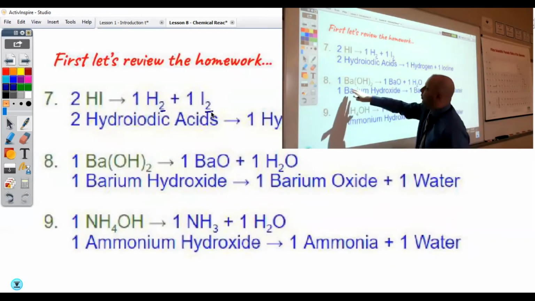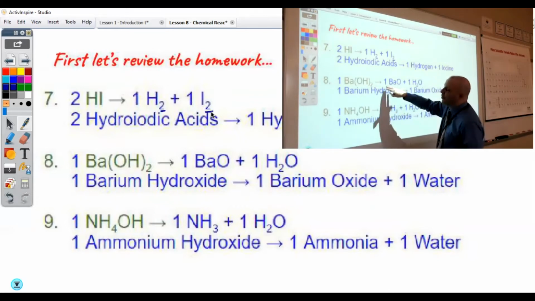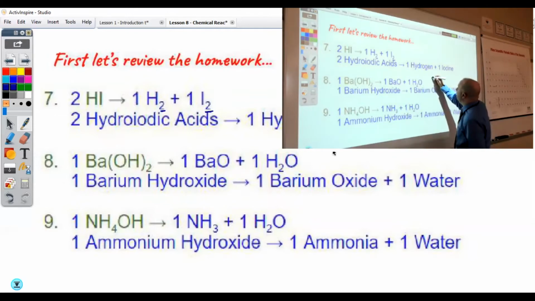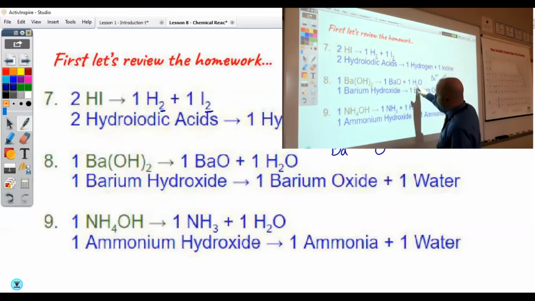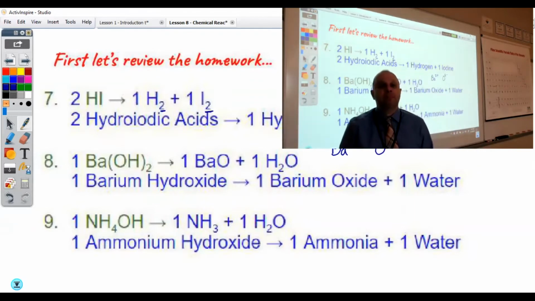In our next example, we have a metal hydroxide. With a metal hydroxide, we're going to break that down into a metal oxide, barium oxide in this case, and water. So barium, just as a reminder, is in group 2, so it's 2 positive. Oxygen is in group 16, so it's 2 negative. So our 2+ and 2- cancel out here. Water, of course. Number 9 is a little bit different, and it doesn't really fit any of our other examples.